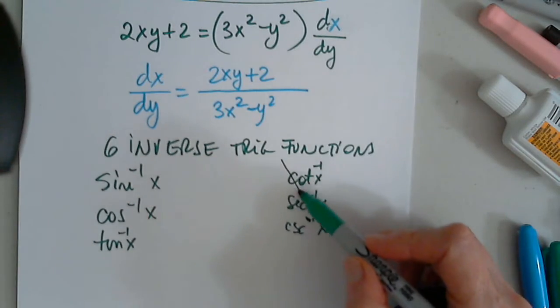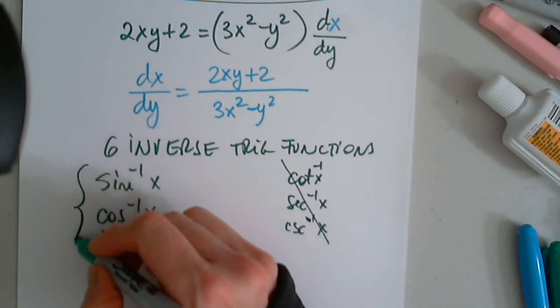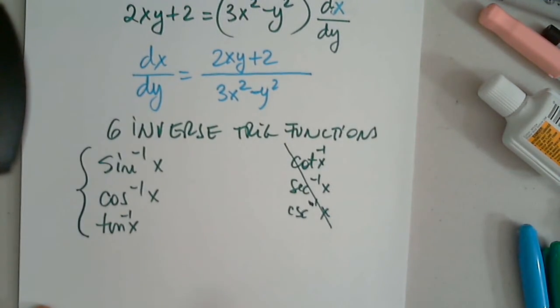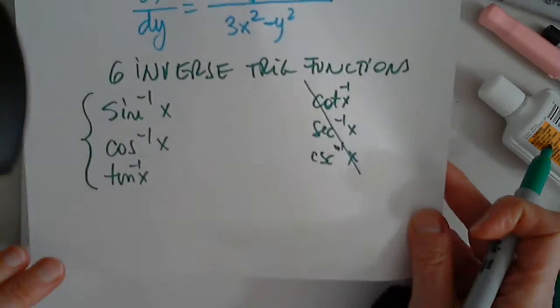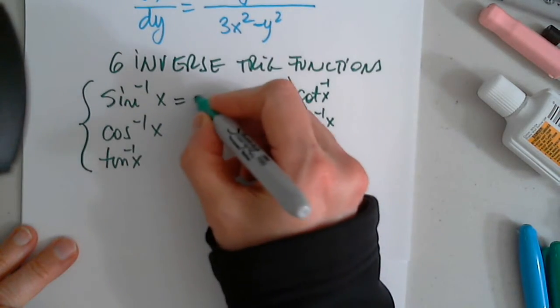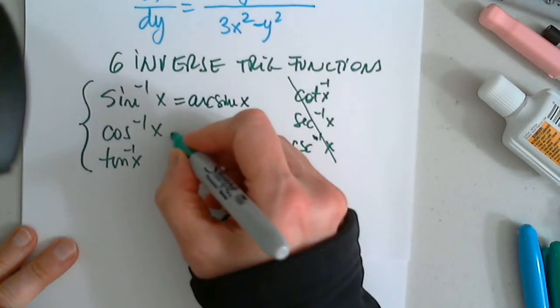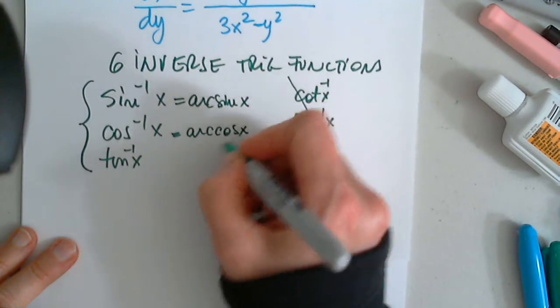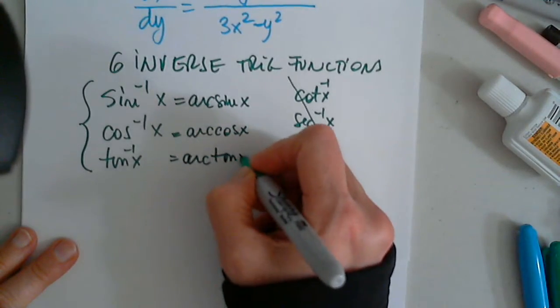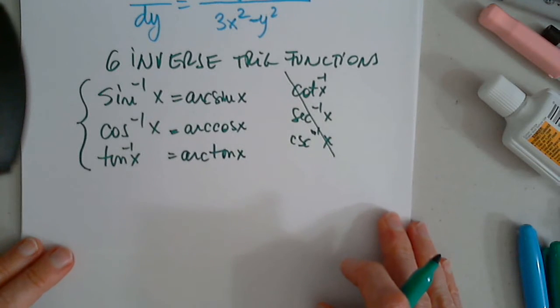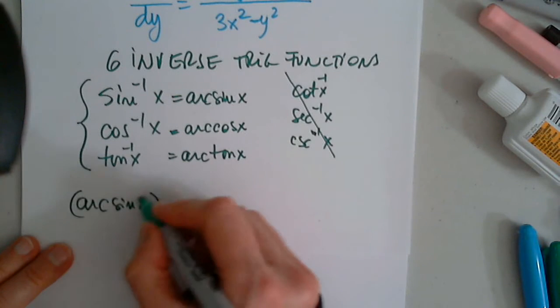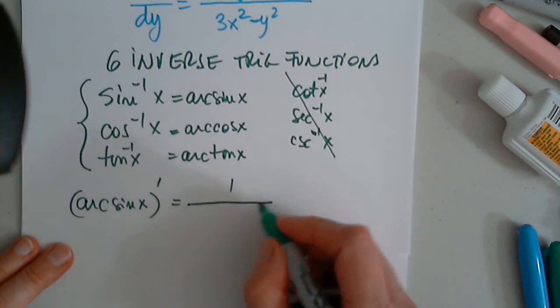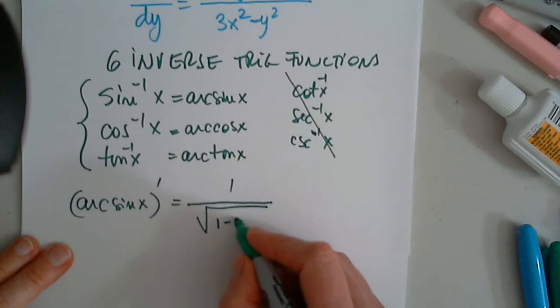I'm only asking you to remember the derivatives of these 3. The other ones, you can look them up. But I would like you to remember just these 3. Very important. So remember, this is the same as arc sine x, arc cosine x, or arc tangent x. Okay? So when we differentiate arc sine x, we get 1 over the square root of 1 minus x squared.